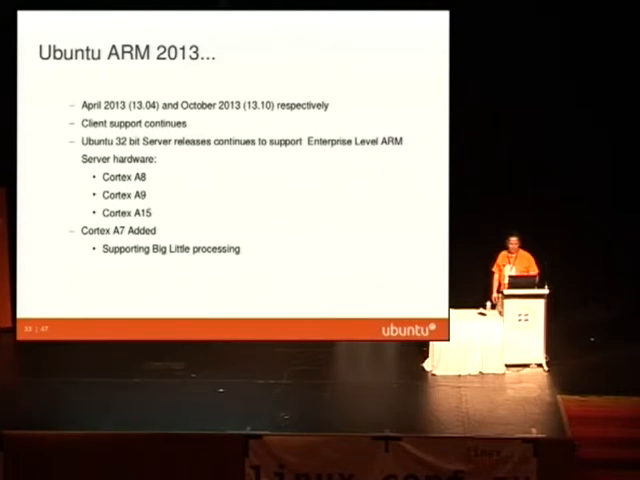1304, 1310, client support, the desktop stuff will continue. The ARM 32-bit server releases will continue. We'll see a lot more enterprise ARM support. And we'll get Cortex-A7, which is this crazy thing of a bunch of very fast cores with slow cores. And it'll shift down to the slow cores when the machine idles and shift back up to the fast cores when there's work to do. I don't know how that's going to work, but we'll support what they come out with.